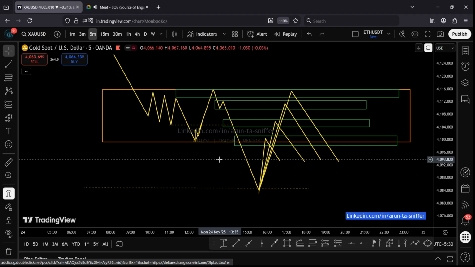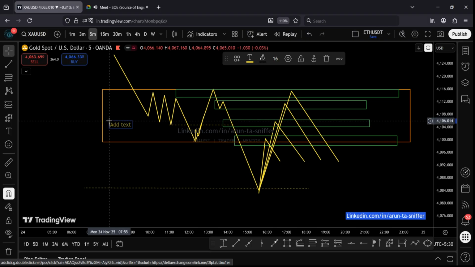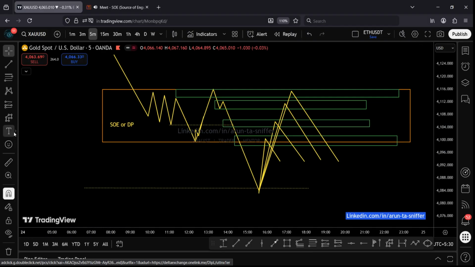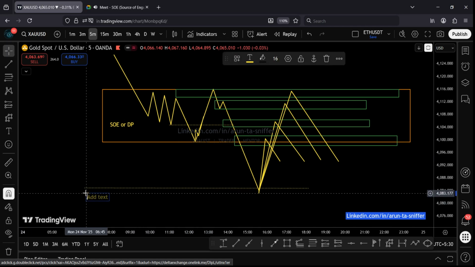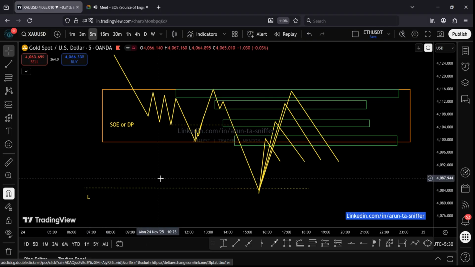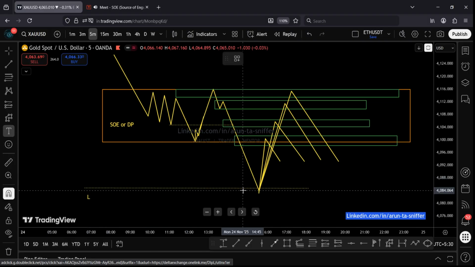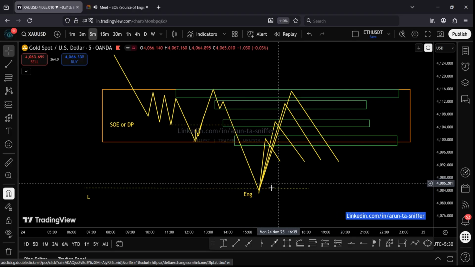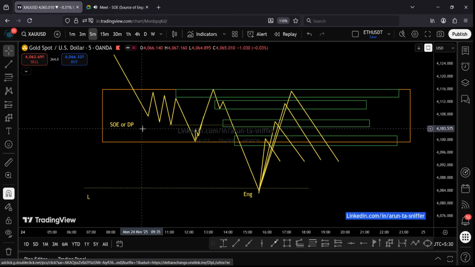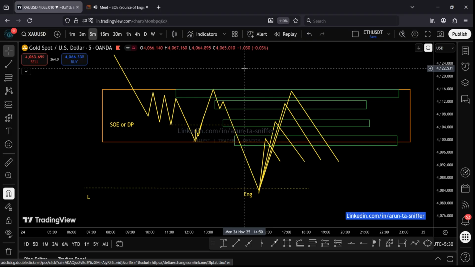Okay, so this is how we call source of engulf for DP, and this is how it works. Source of engulf for DP, and this one was our level low, some low here it was, and here the engulf happened like this, and then target, then price goes back to this source of engulf, right?